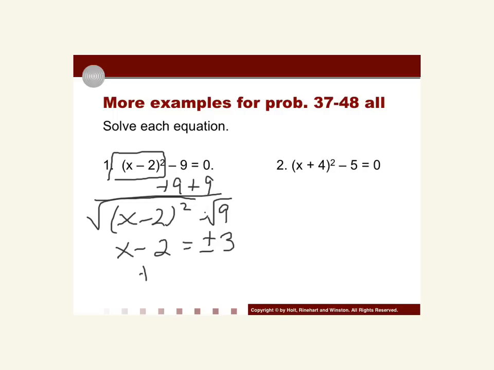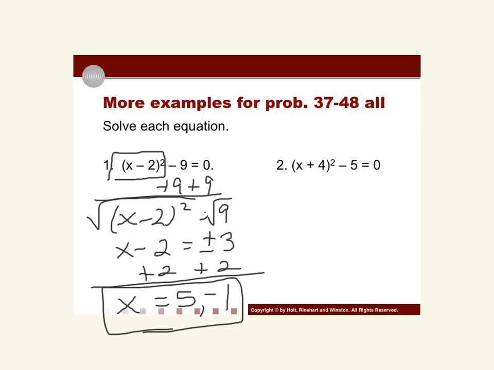And now we solve by adding 2. Now be careful here. I'm kind of doing this in one step, but we have two answers. We have 3 plus 2, which is 5, and then negative 3 plus 2, which would be negative 1. And those are our two answers.